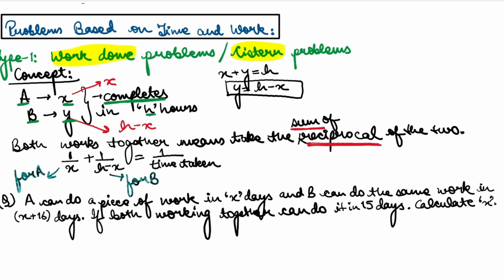So how will you calculate it? In that case, the total time taken by A and B becomes equal to X plus Y is equal to H. And we can calculate the value of Y in terms of X, that is H minus X.